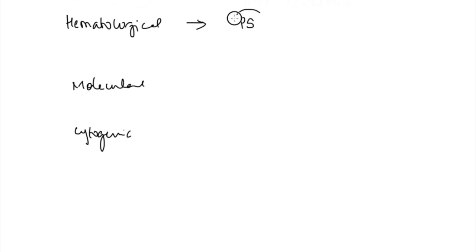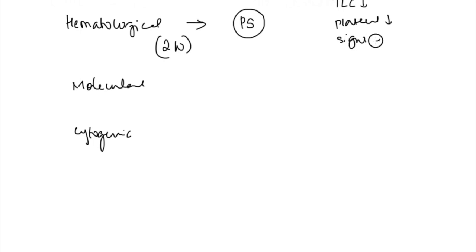So after starting imatinib, within two weeks, your peripheral smear, what happens? TLC will reduce, okay, it will kind of normalize, the platelet counts will also come back to normal, and the signs and symptoms will reduce. Okay, so all of this happens within the first 2 weeks of starting the treatment.